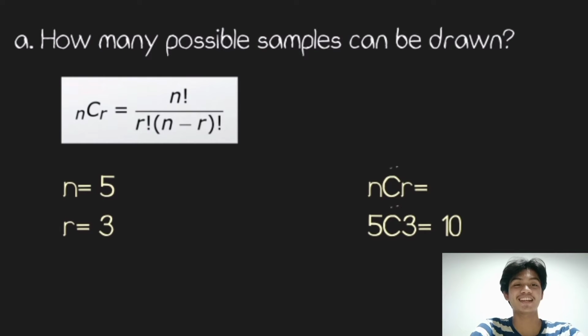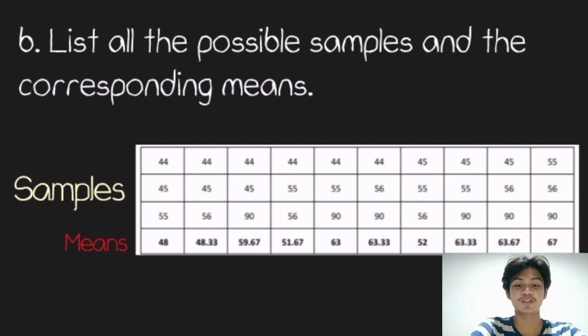So in the next letter B, list all of the possible samples and corresponding means. So we list all the samples here from the weights of my group members and find the mean by dividing by this 3 here.